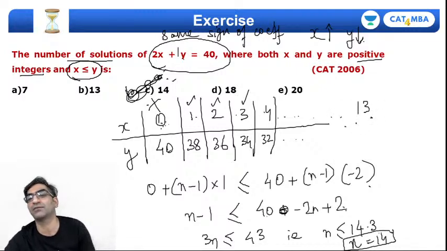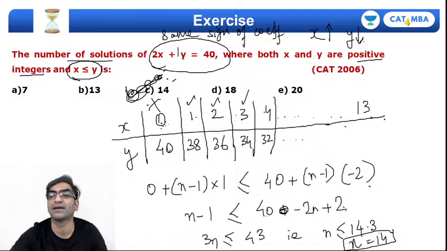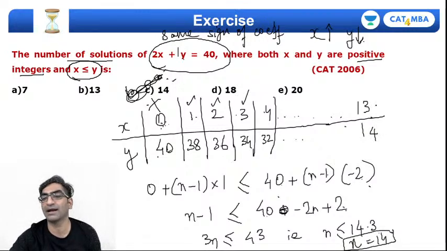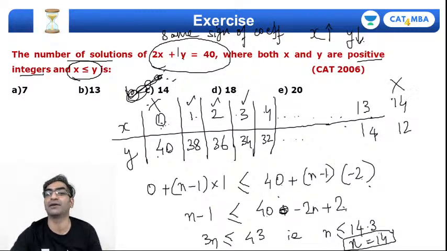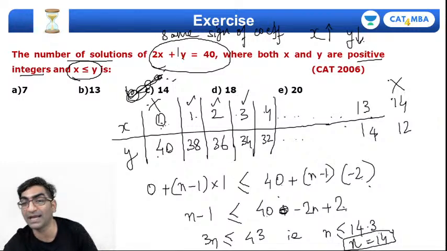14th term will be a plus n-1, 14 minus 1 into common difference 1, और correspondingly y का value क्या आएगा? 40. ये 14 minus 1, 13 हो जाएगा, 13 into -2 is -26. 40 minus 26 will be 14. अच्छा, ये कम है. अगला value क्या होगा? 13 plus 1, 14. This will decrease by 2, this will become 12. This is not valid because x is now greater than y, right? So इसके बाद valid नहीं होगा. यहाँ तक सारे valid होंगे.